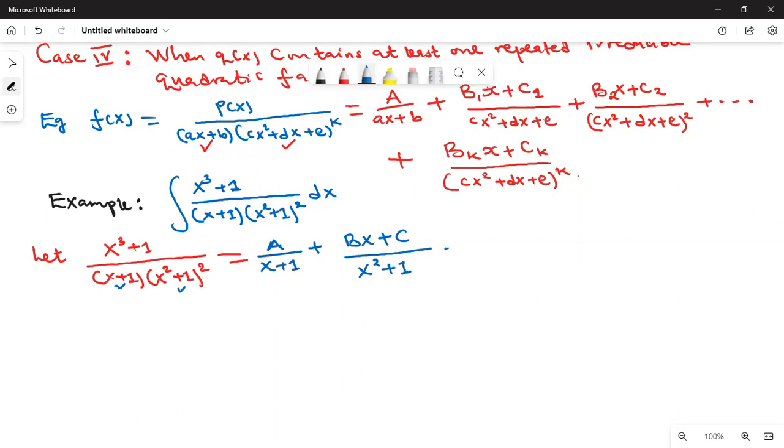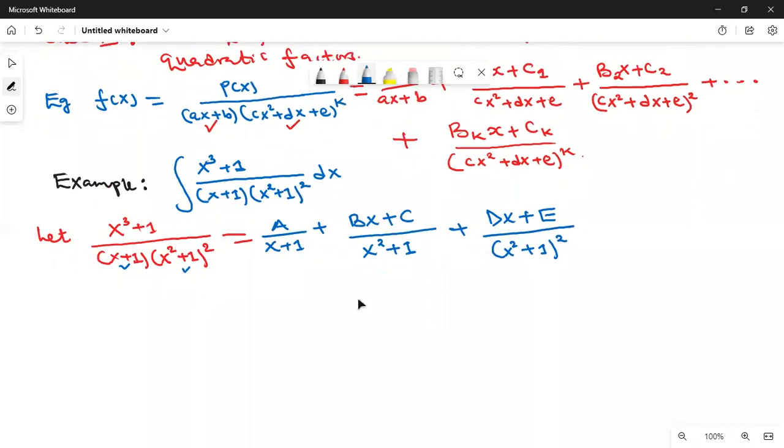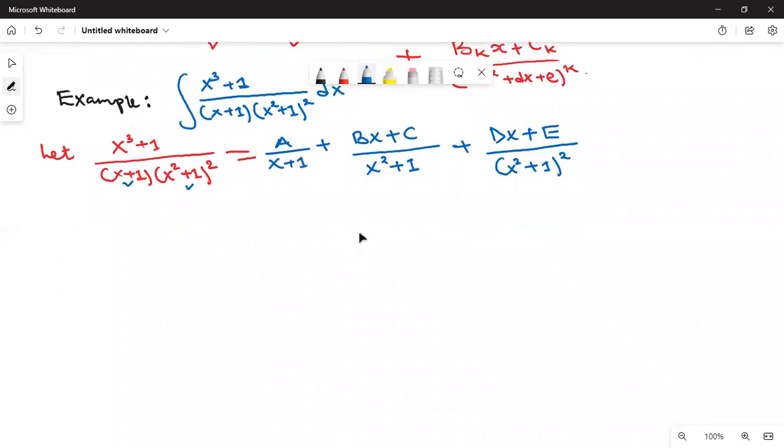And the other one, because this was repeated twice, so we also need dx plus e over x squared plus 1, and this is supposed to be squared. So those are the fractions, the rational functions that we need in this case. Now you need to multiply the whole of this equation by the LCM. Our LCM is x plus 1 times x squared plus 1 in bracket squared. So when you multiply that equation by the LCM, we are going to get this.